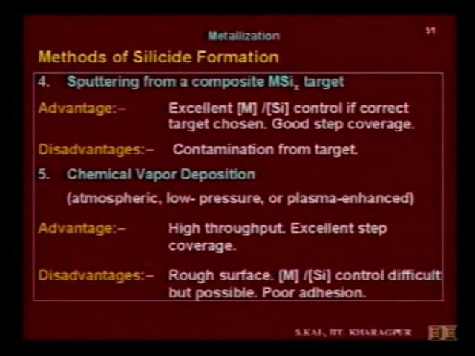So out of these five techniques, we normally use the first one. And there, the metal film may be deposited by evaporation or by sputtering, and silicon as a base material in case of silicide. In case of polyside, we deposit polysilicon and then you deposit metal and then you sinter it at a temperature within 500 to 1000 degree centigrade. Okay. So these are the methods.